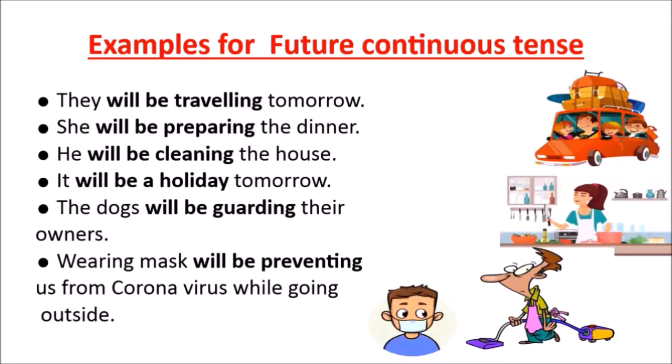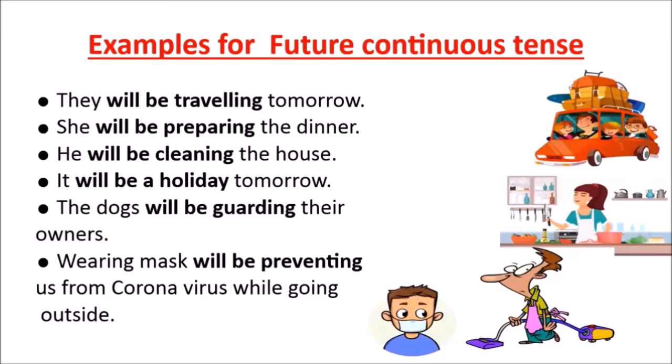Look at the next example. She will be preparing the dinner. So will be preparing here refers to future continuous tense. Look at the next example. He will be cleaning the house. So look at the picture. What is he doing? He is cleaning the house. So will be cleaning the house refers to the action that is going to happen in the future in a specific period of time. Yes.